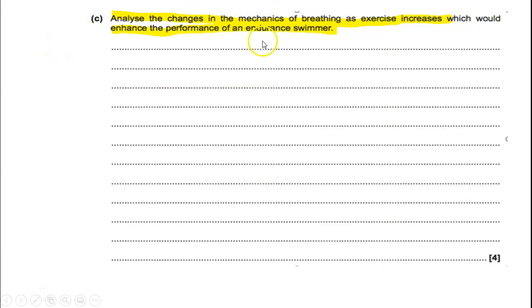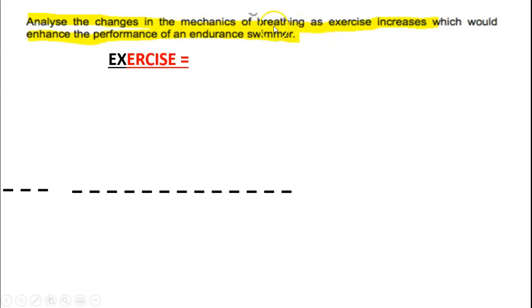And of course, they've thrown in here the kind of scenario of an endurance swimmer. So we need to link something at the end to how this might increase performance with regard to the swimmer. Don't have to mention the swimmer directly, but it would help, I suppose. So let's have a look at what will be required for this then. So if I look at this, let's have a look at how you would go about it. I'm going to do how you should answer this for the inspiration section, and then what I want you to do is have a go at doing the expiration section.